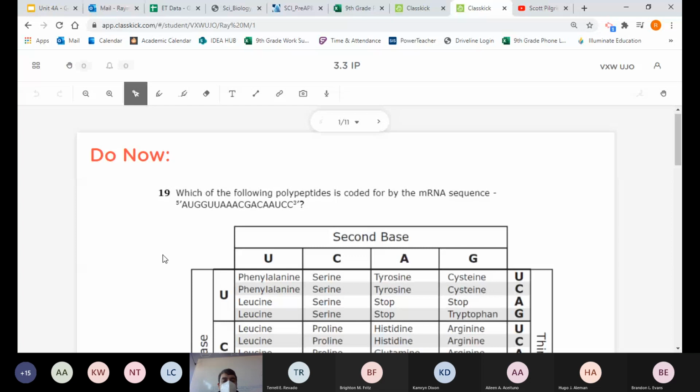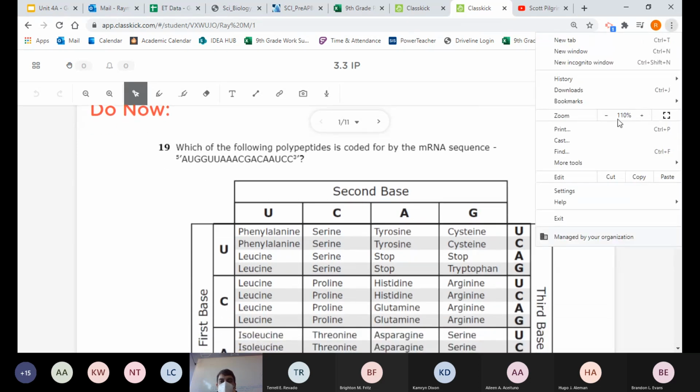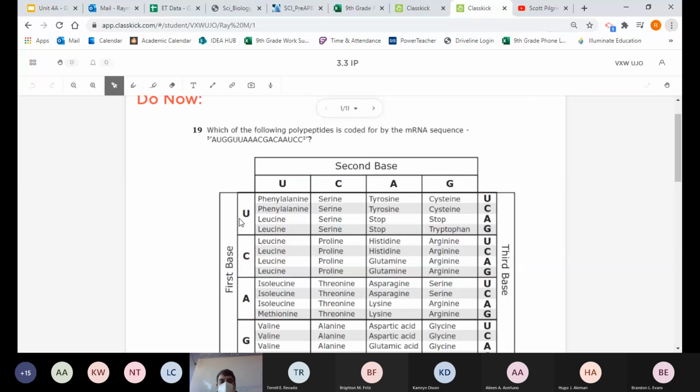If you recognize this, this is question 19 from your exam. You were given a code. Which of the following polypeptides is coded for by the mRNA sequence? So here's what you do. I'm going to go ahead and zoom out a little bit.